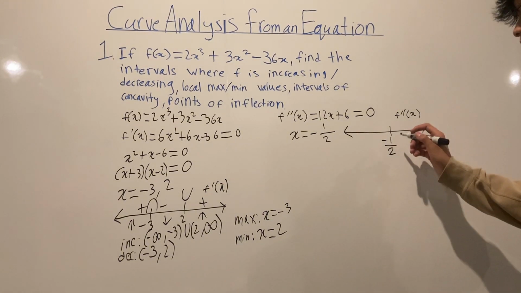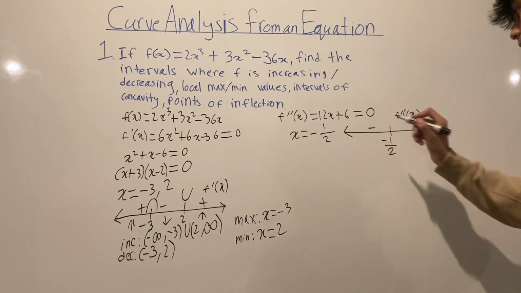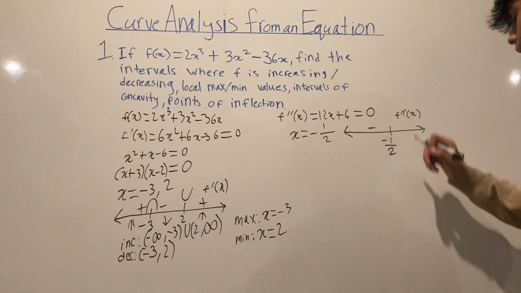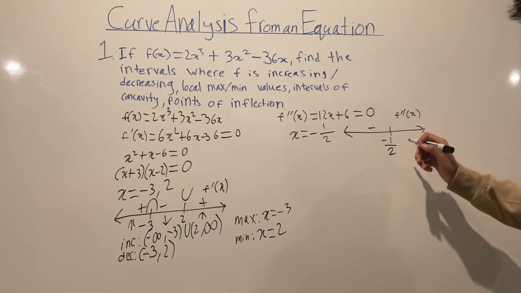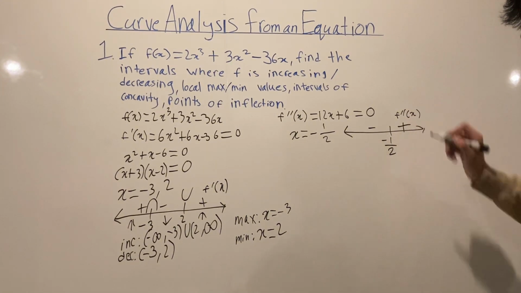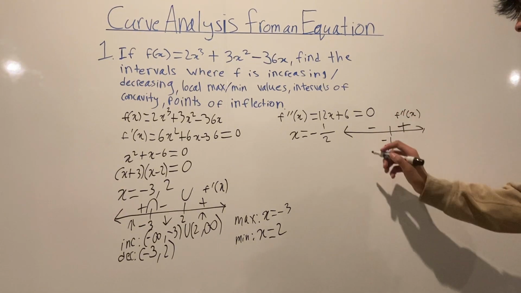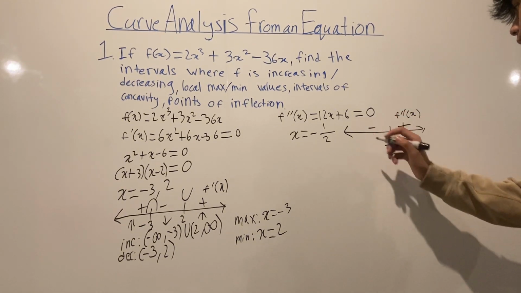And if you plug in a value less than negative 1 over 2, you'll have a negative number. And if you plug in a value above negative 1 over 2, you'll have a positive. So now we see our intervals of concavity.